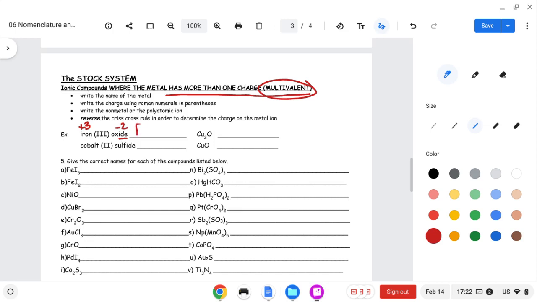Okay, so iron's formula is Fe. I bring the 2 down from the oxygen. I write the O, and I bring the 3 down from the iron for the crisscross rule.